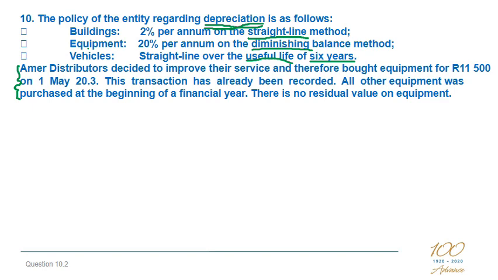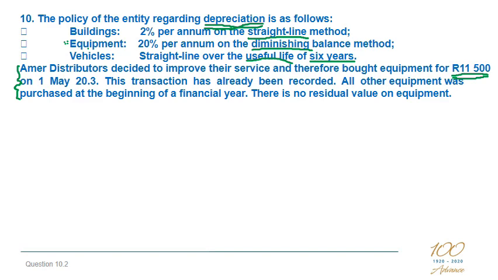So equipment is according to the diminishing balance method over here. And the diminishing balance method is a formula for cost minus accumulated depreciation times a specific percentage times a specific amount of months. If I bought this equipment in this year, in my formula, the purchased equipment would have a different accumulated depreciation to the old equipment. It will also have a different amount of months compared to the old equipment.